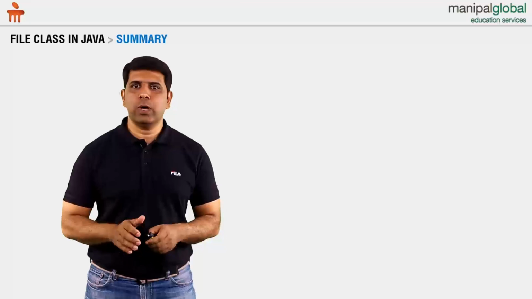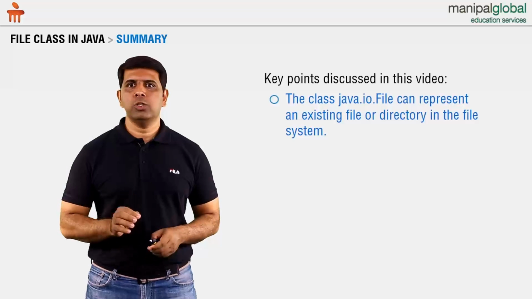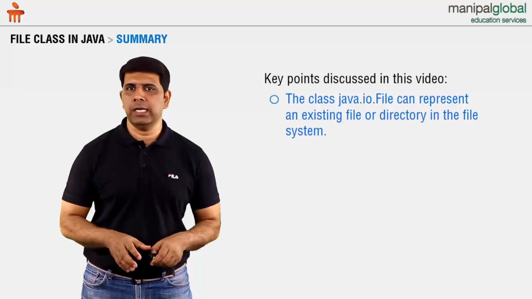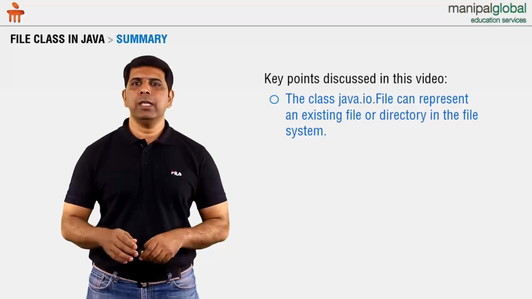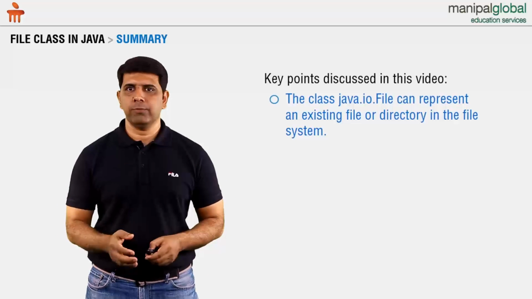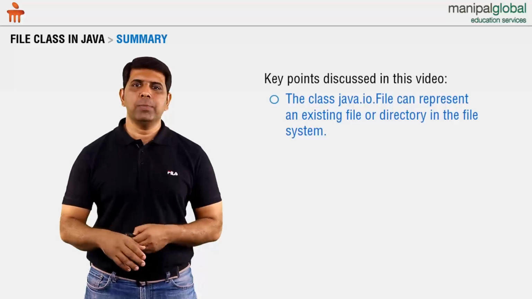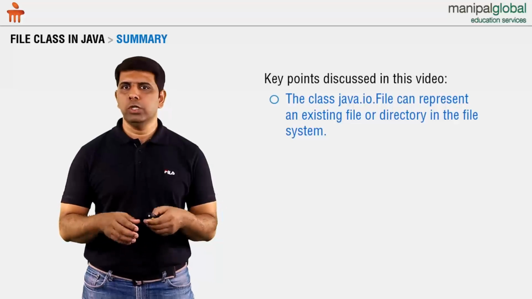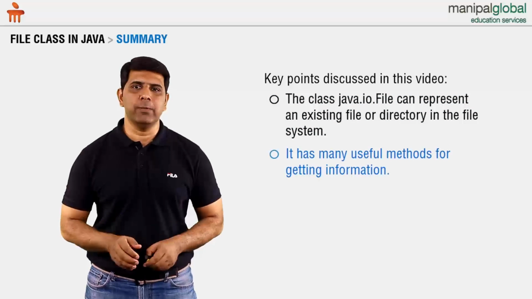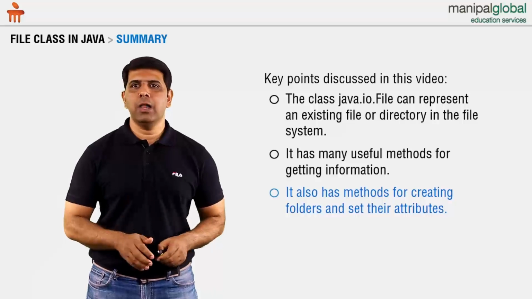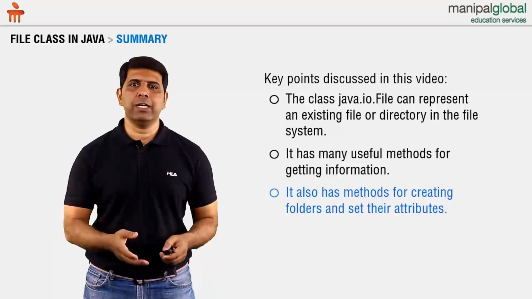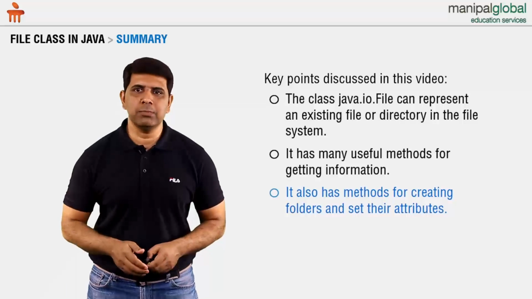Let's quickly summarize what we have seen so far. The class java.io.File can represent an existing file or a directory in the file system, or it can even represent a non-existing directory so that we can create one. Of course, we can even have a non-existing file, but most of the methods would return no values because it doesn't exist. It has many useful methods for getting information, and it also has a lot of methods for creating a folder or even folder structures, setting the attributes, or even renaming the file as well.